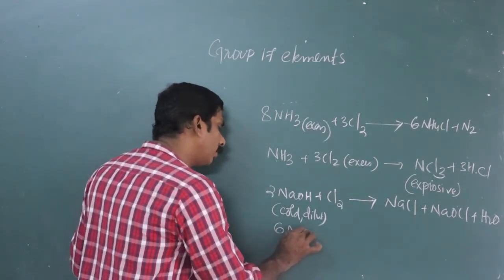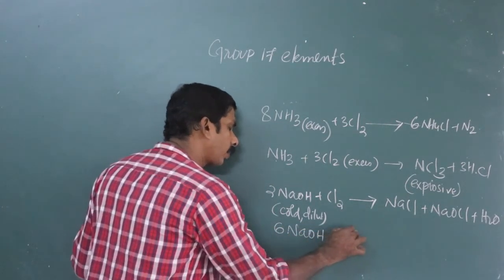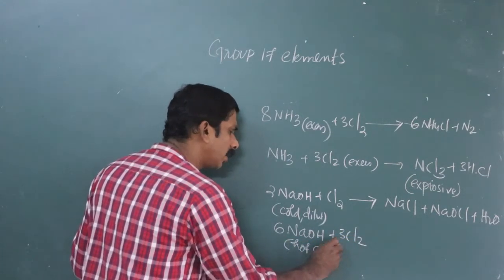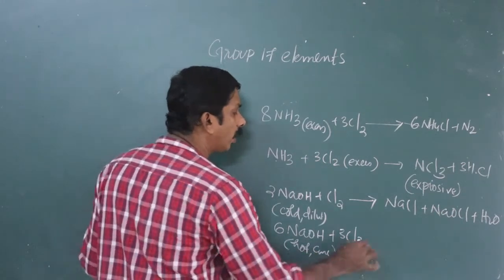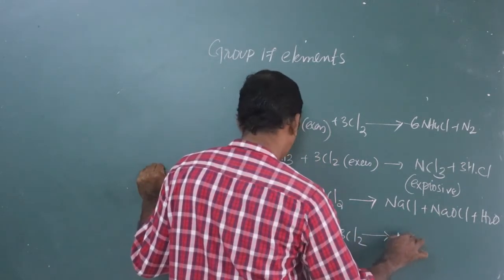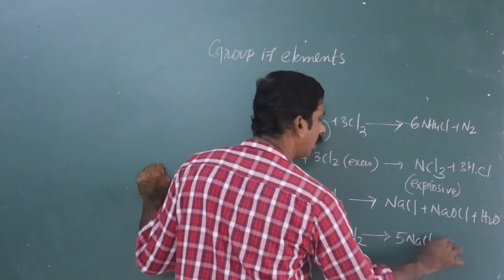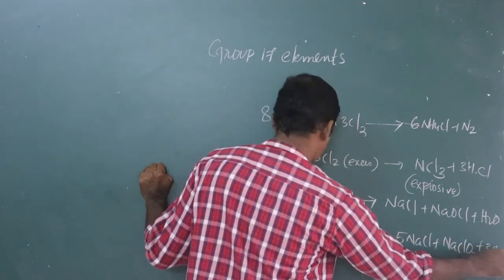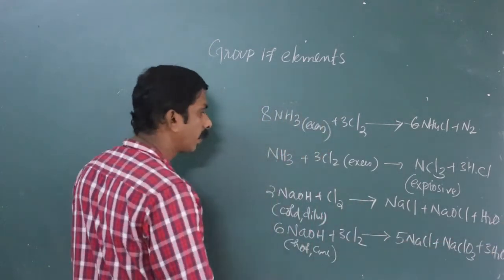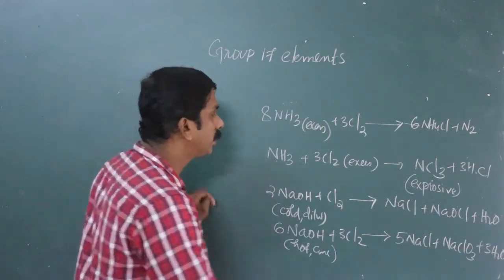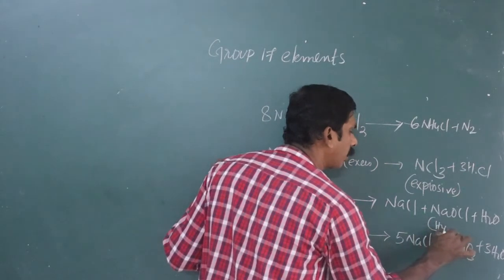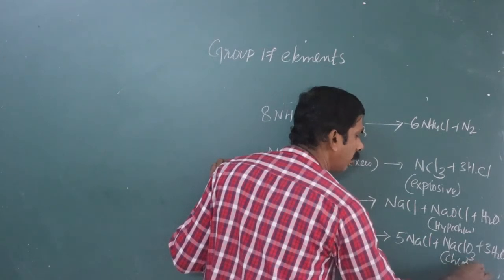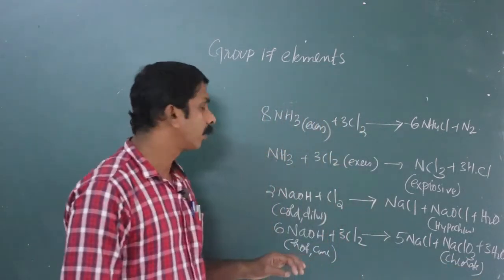At the same time, chlorine reacts with hot concentrated alkali to give NaCl plus NaClO3 plus H2O. The earlier product is sodium hypochlorite. This one is sodium chlorate.